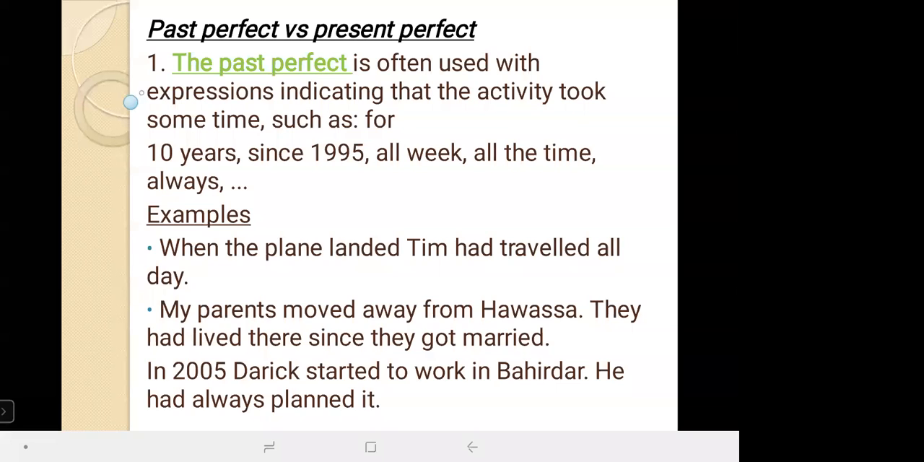My parents moved away from Hawassa. They had lived there since they got married. Your parents were living in Hawassa, but they have moved away from Hawassa now. So you say they had lived there since they got married, but now they are not there.